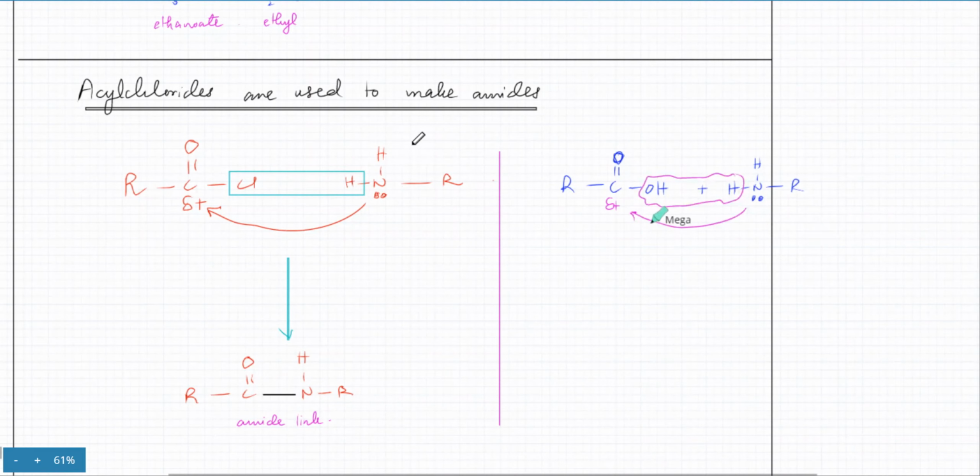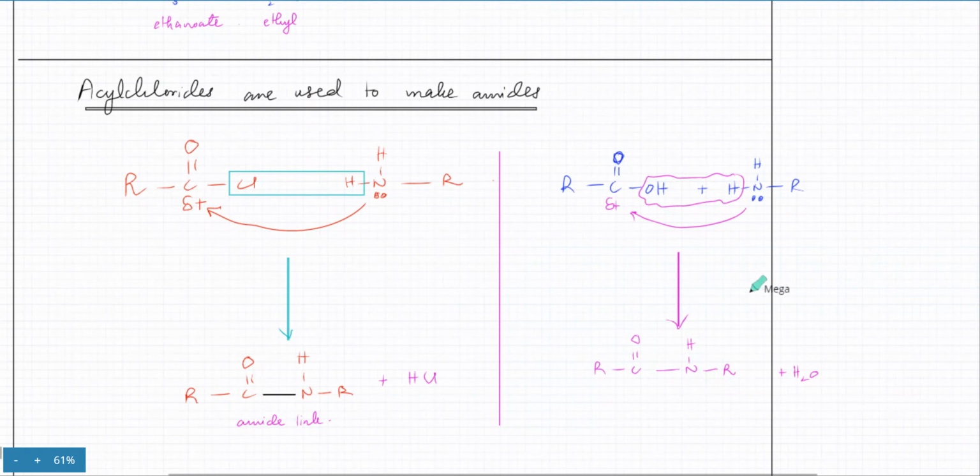That would result in the formation of the amide link. You will have C double bond O directly connected to the NH, and there's going to be R, and an H2O molecule would be produced. In the previous case, you're going to have HCl being produced because the H and the Cl are going to get knocked out. Okay? Ariba, Sara, is this clear? Yes, Sir.